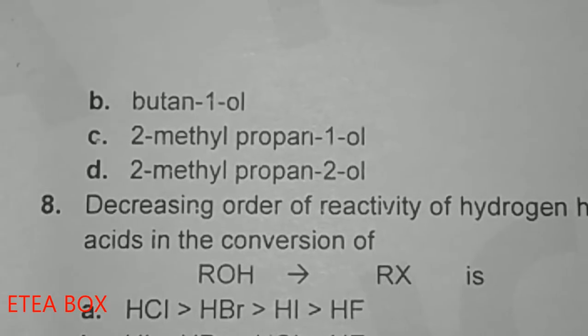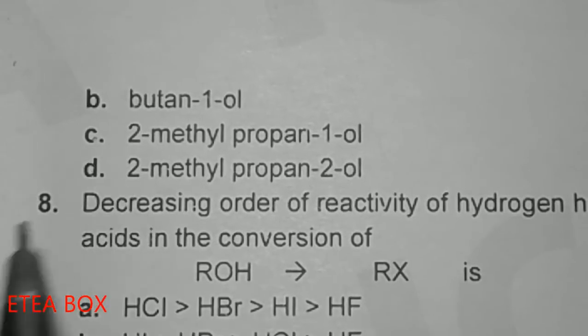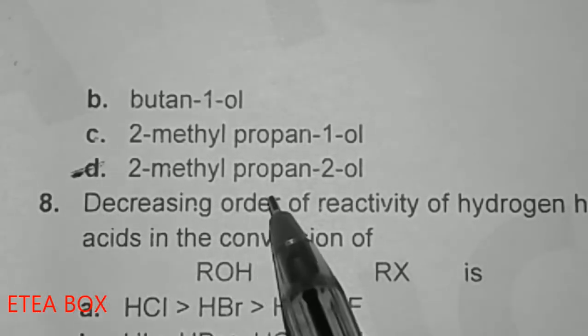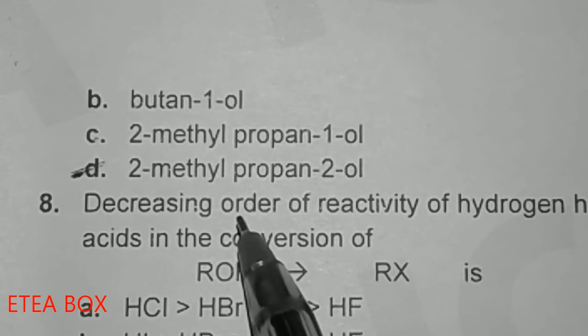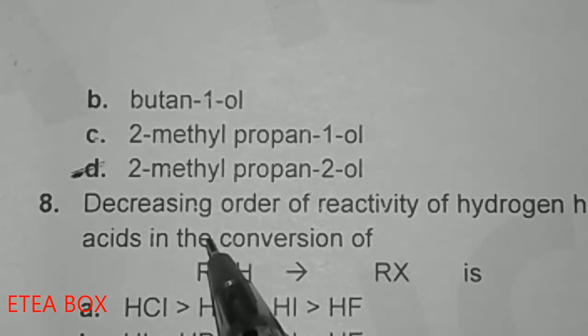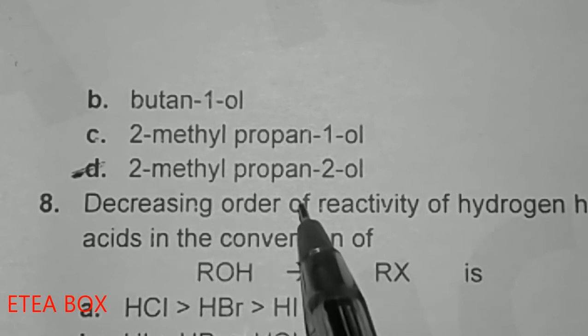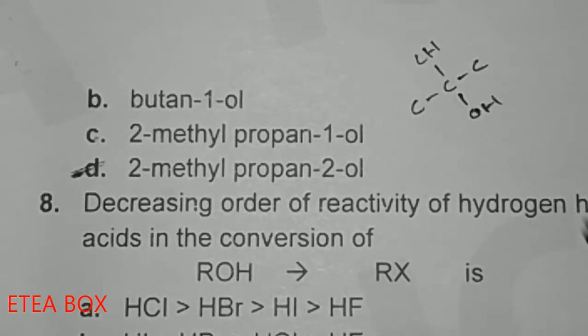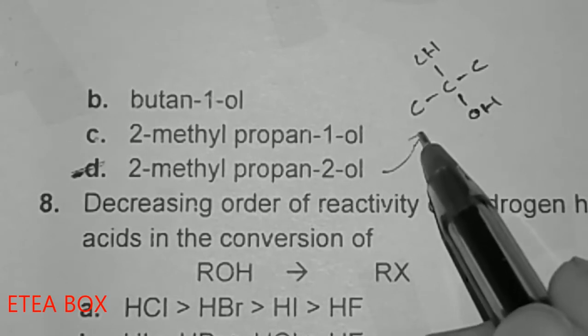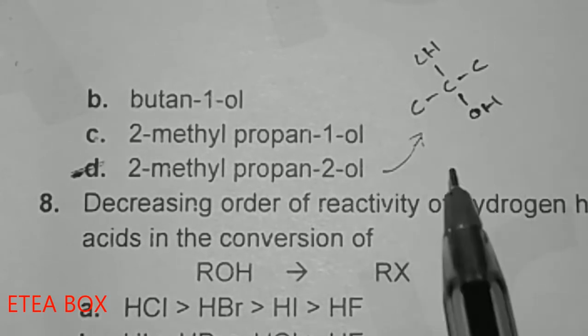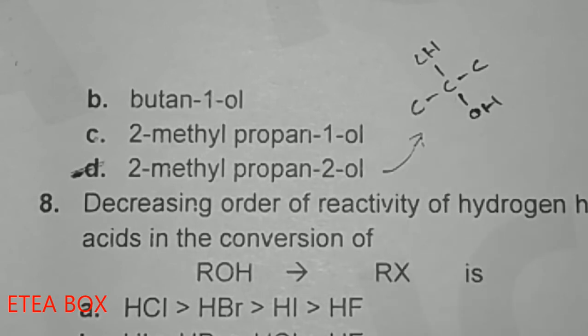Look at options B and C. These two are primary alcohols, while option D is the tertiary alcohol. So Lucas reagent will give turbidity immediately when it reacts with a tertiary alcohol. Okay, so option D is correct. Look here, this one is the structure for 2-methylpropan-2-ol. So this one is the tertiary alcohol and it will react immediately.